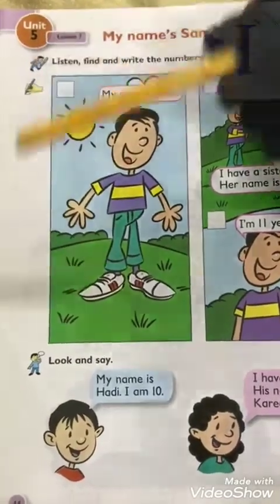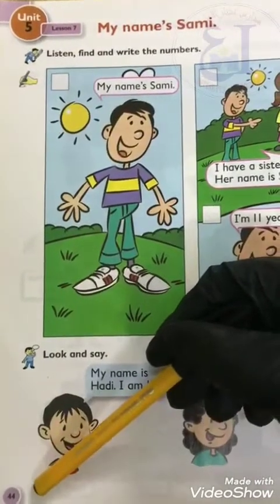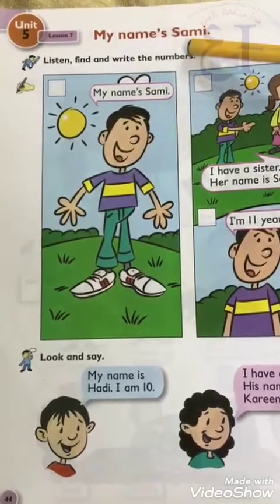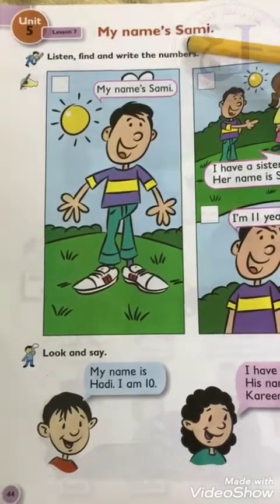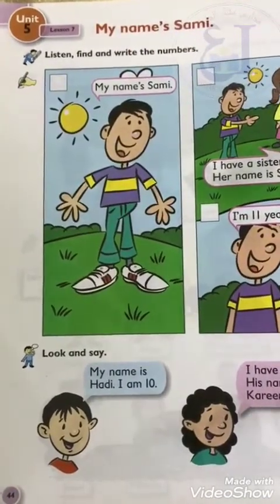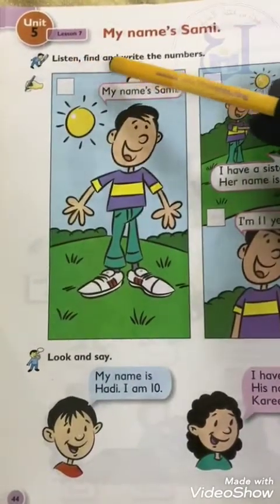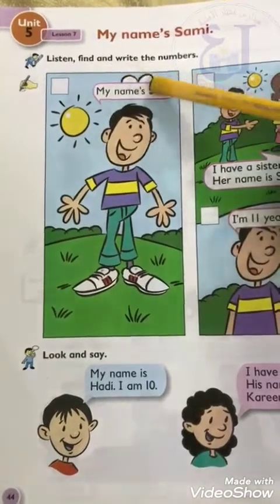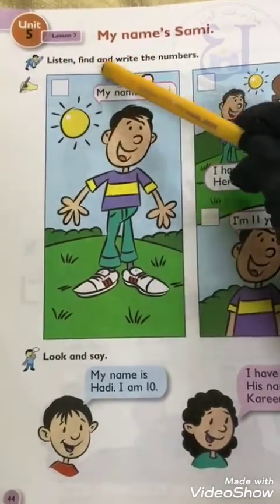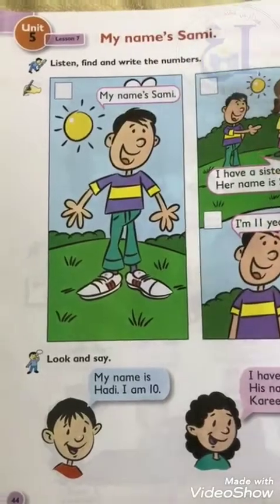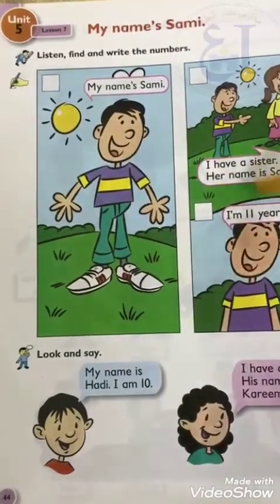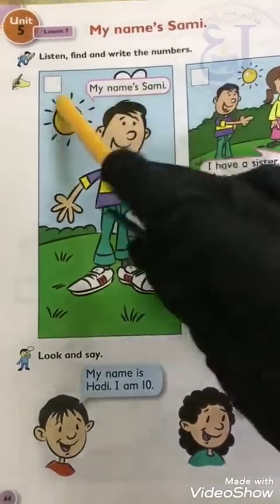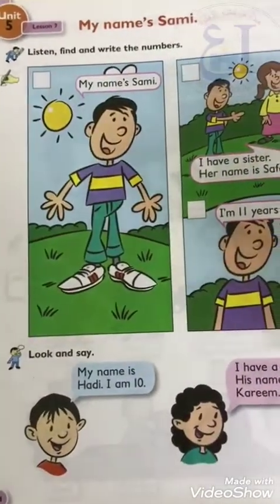Unit 5, Lesson 7, page 44. My name is Sami. Listen, find and write the numbers. We will write the numbers on these pictures. Okay? Write the numbers on these pictures.